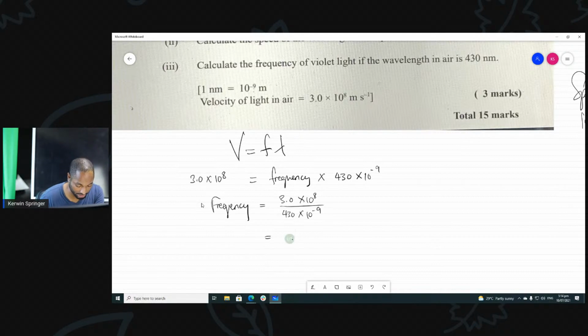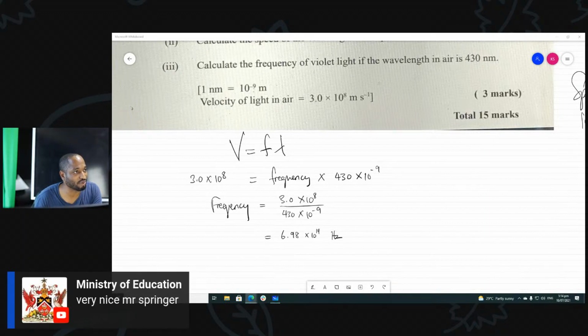So you get the 3.0 times 10 to the power of 8 divided by 430 times 10 to the negative 9. What's the frequency of normal violet light? Does this make any sense at all? So 6.98 times 10 to the power of 14 hertz. 6.977 will be a little more accurate. They use 3 significant figures, so 6.98 is good.